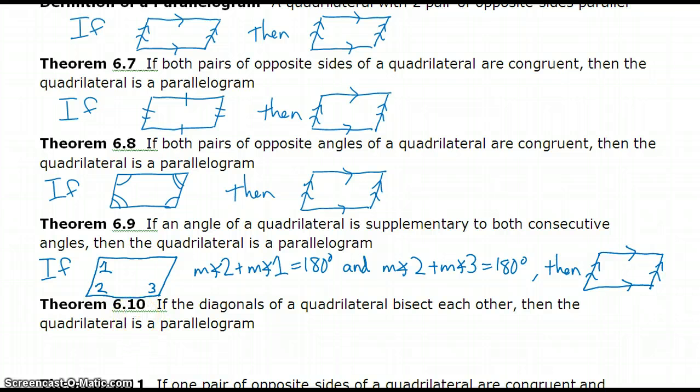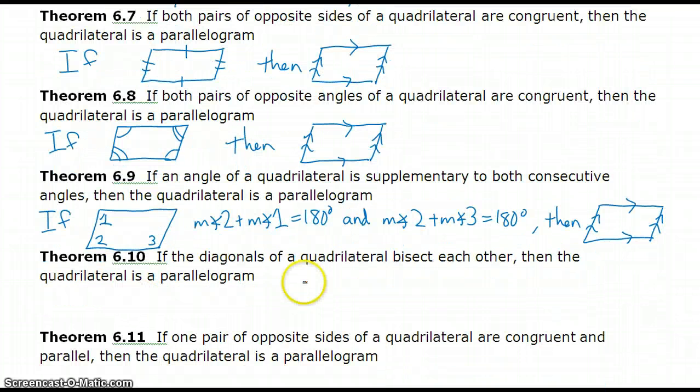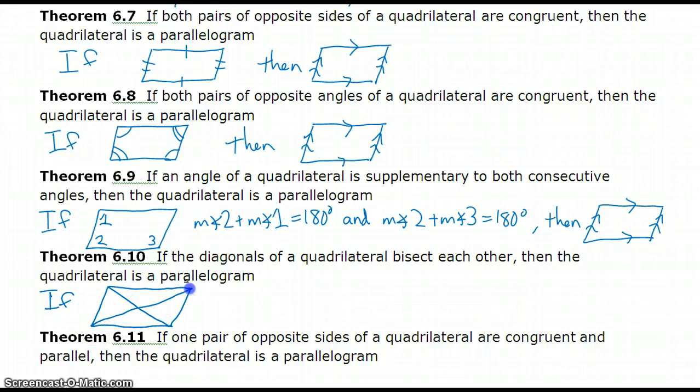Theorem 6.10 uses the diagonals of a parallelogram. If our quadrilateral has diagonals that bisect each other, then by theorem 6.10 that quadrilateral is a parallelogram.